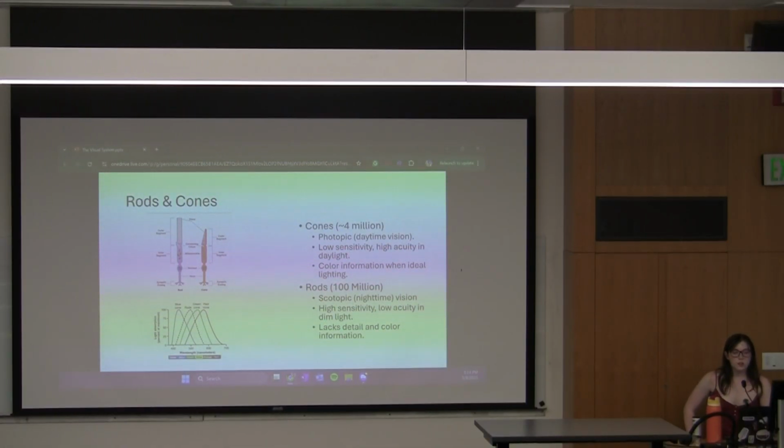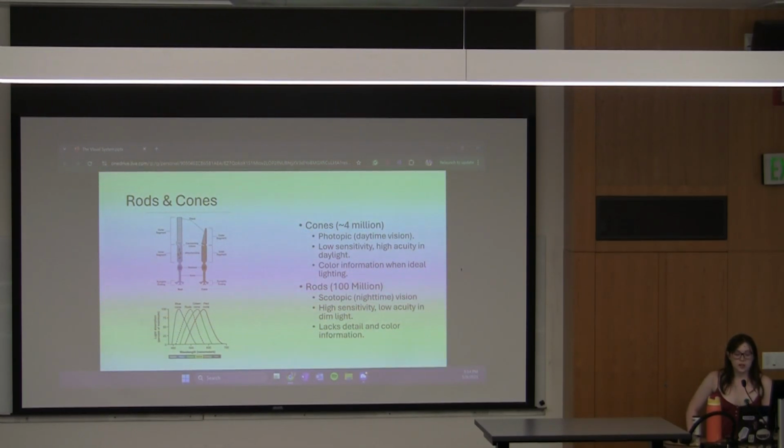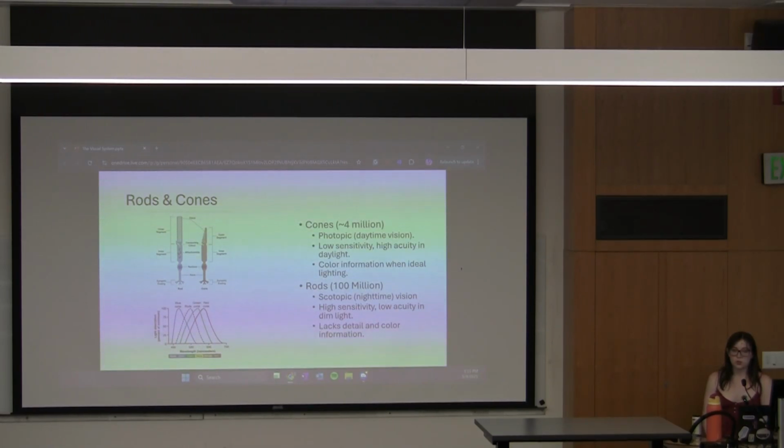So there are two different photoreceptors in the back of the retina. We have around 4 million cones, which are responsible for photopic vision. There are blue cones, green cones, and red cones that are responsive to wavelengths corresponding to these colors. But it's not just a case of cones being responsible for color vision, which we'll get to in a moment. We have about 100 million rods, which are responsible for scotopic or nighttime vision.